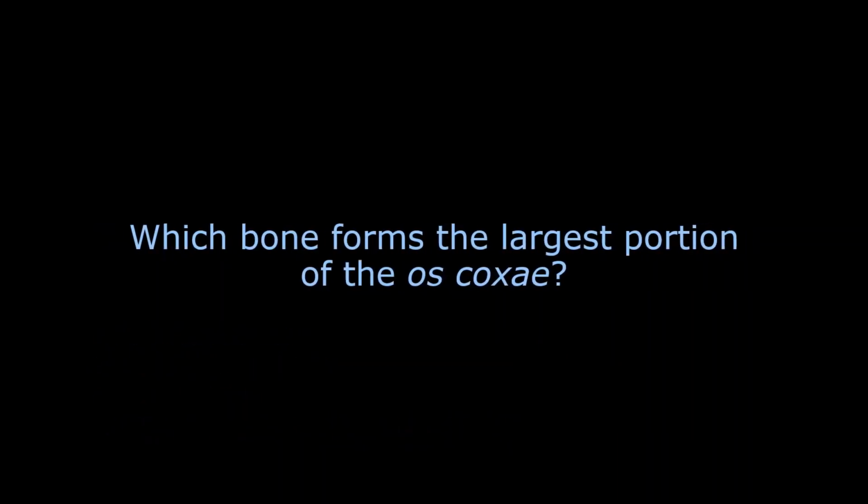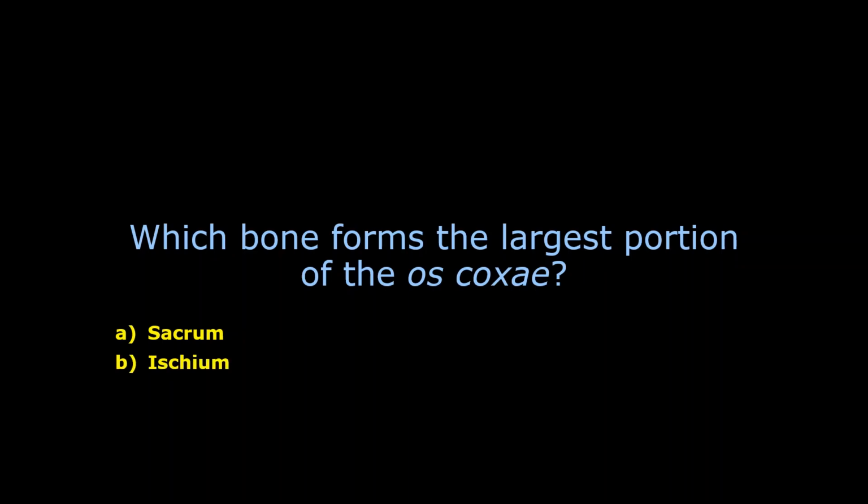Which bone forms the largest portion of the os coxae? Okay, os coxae refers to the coxal bones or the hip bones. So we have 3 bones that are fused together to create the hip. That would be the ilium, the ischium, and the pubis bone. And the largest one is the ilium. Now, you could think sacrum also, but sacrum's not officially part of the os coxae, even though it does create the bony pelvis.